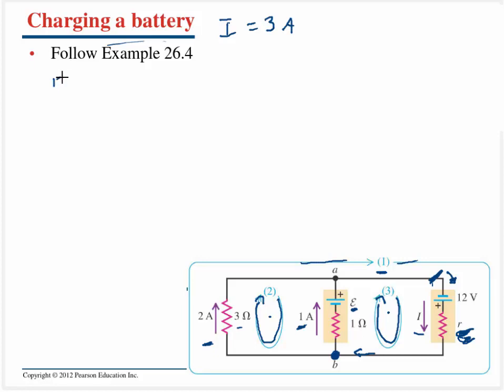First thing I'm going to do is go from the negative side to the positive side of that battery and gain 12 volts. Then I'm going to be going with the current, so I'm going to subtract off the current multiplied by the resistance, the voltage right there.